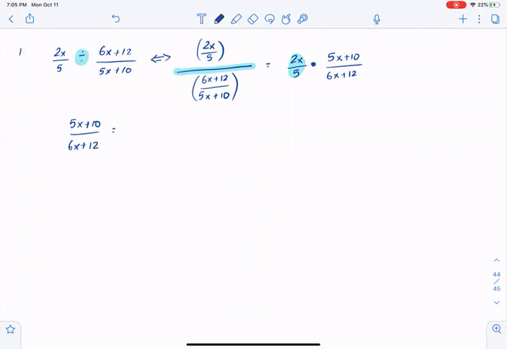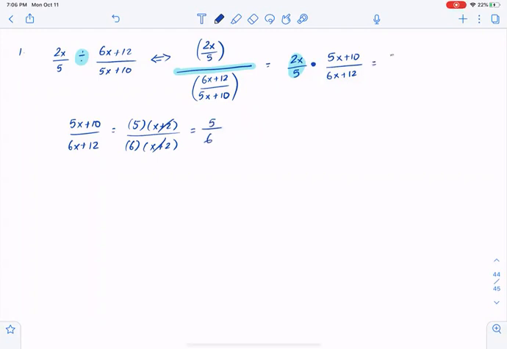In the numerator, I have 5 in common. So if I pull that out, I would have x plus 2. In the denominator, I have 6 in common. If I pull that out, I would have x plus 2. The x plus 2's will get cancelled. So the second rational expression reduces to 5 over 6.